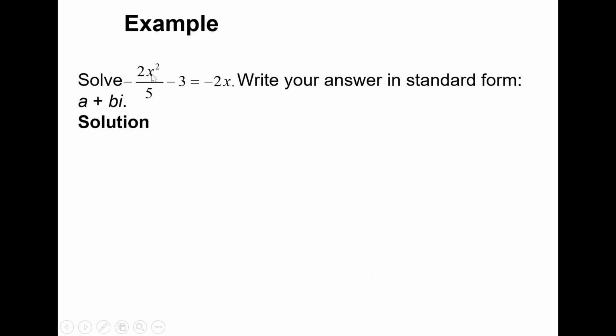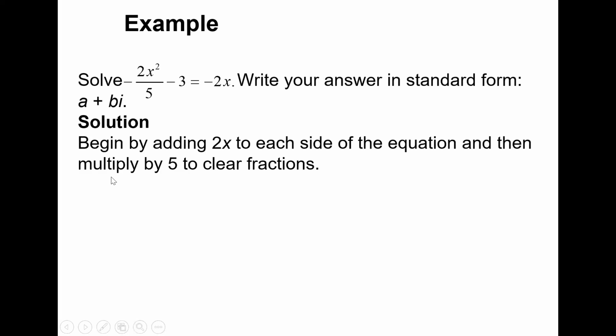So here we have negative 2x squared over 5 minus 3 equals a negative 2x. So what we're going to have to do is take our 2x over here and add 2x to that side. And then what they want us to do is get rid of the fraction. So then we're going to multiply the whole thing by 5.